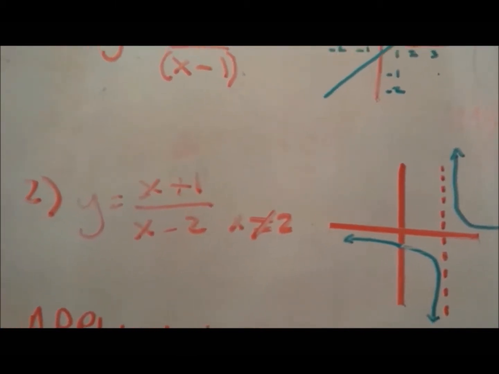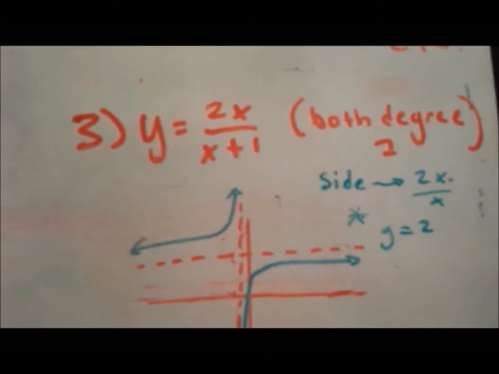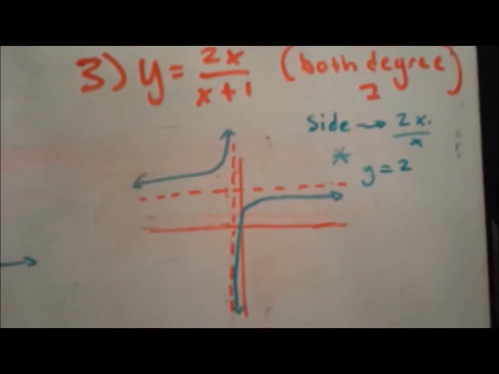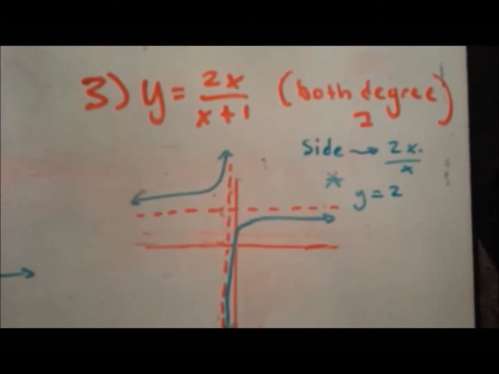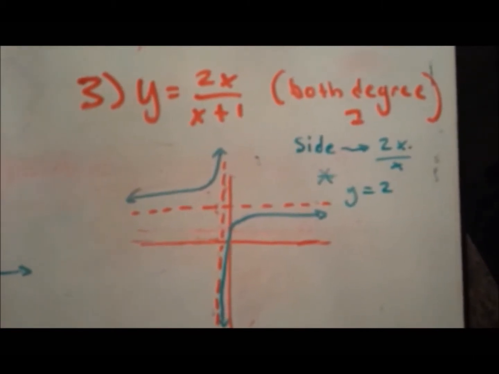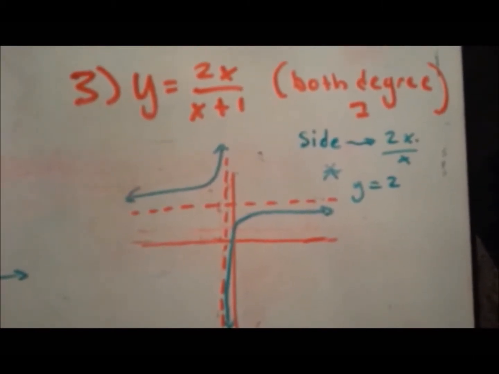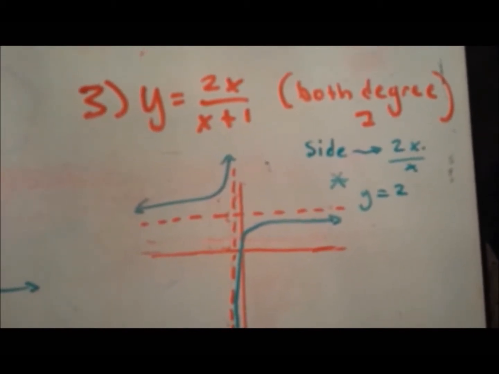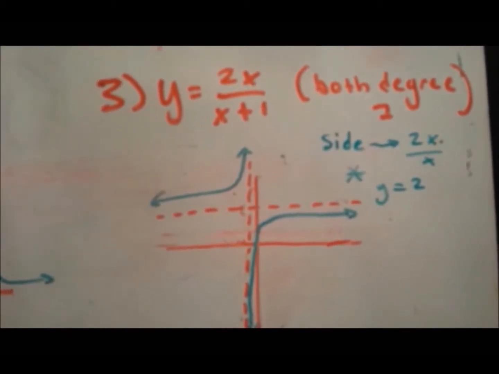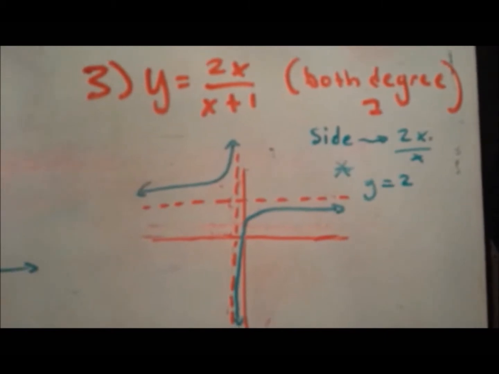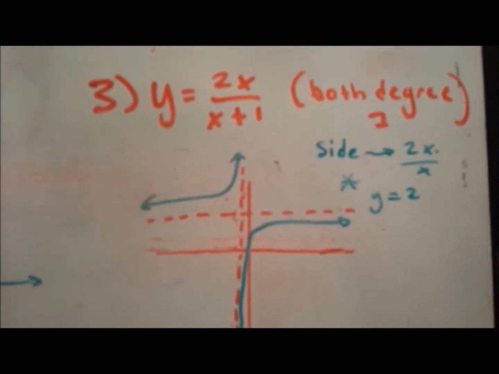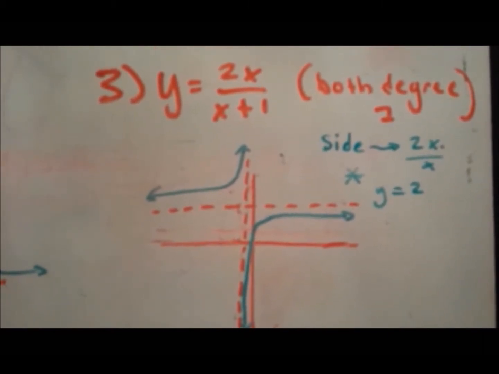The third and final rule is a rational function has a horizontal asymptote when the degree of the numerator is less than or equal to the degree of the denominator. For example, looking at f of x equals 2x over x plus 1, the degree of the numerator is equal to the denominator. Both are degree 1. Extending further with this concept, this graph both has a vertical asymptote and a horizontal asymptote.